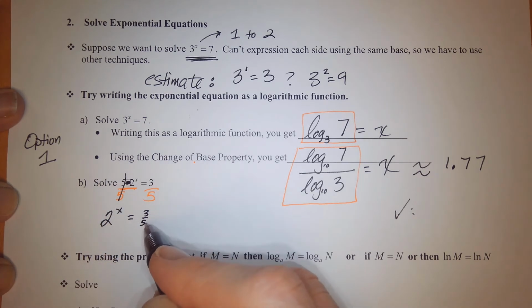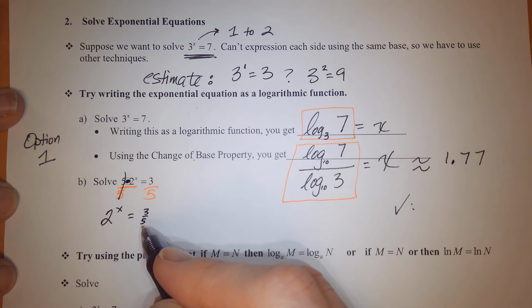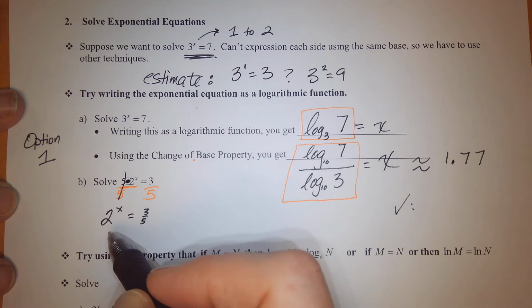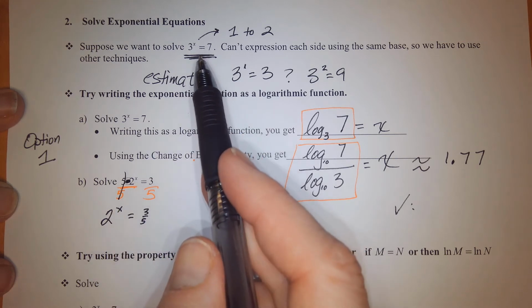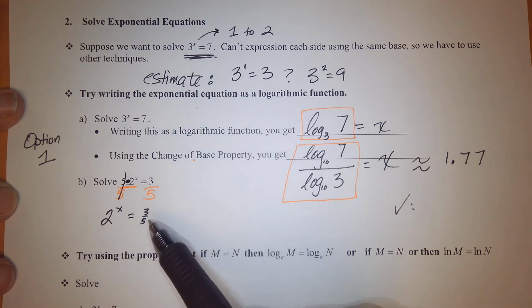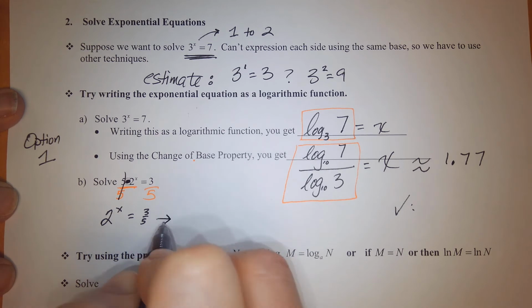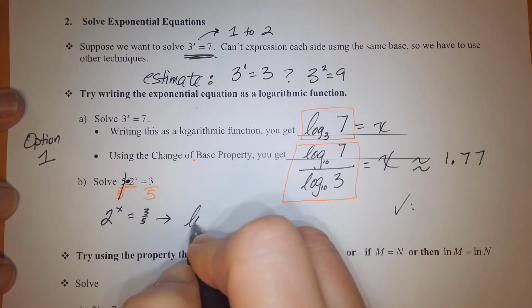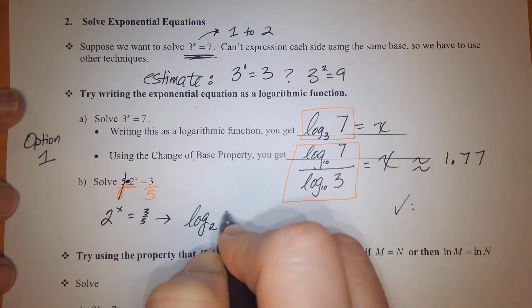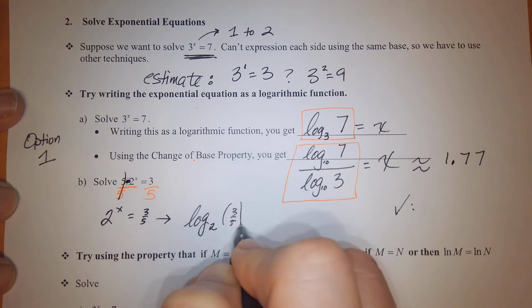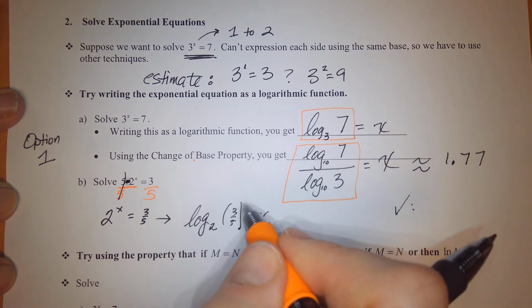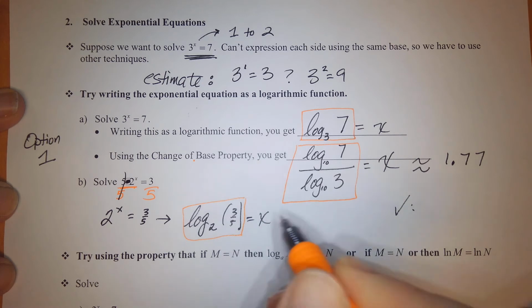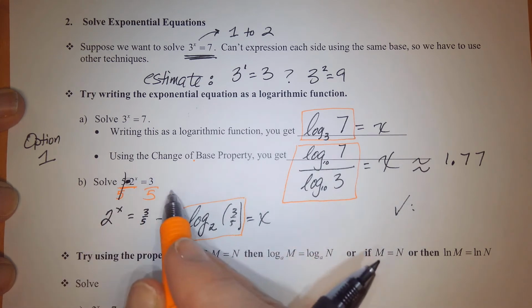And if at this point you want to change that to 0.6 because you're more comfortable with decimals, you can do that because 0.6 is an exact value. And now this looks exactly like what we started with before, and we can put this into logarithmic form. Logarithmic form says log base 2 of 3/5 equals x. So if I could solve this, I can find the exponent that will make this come true.